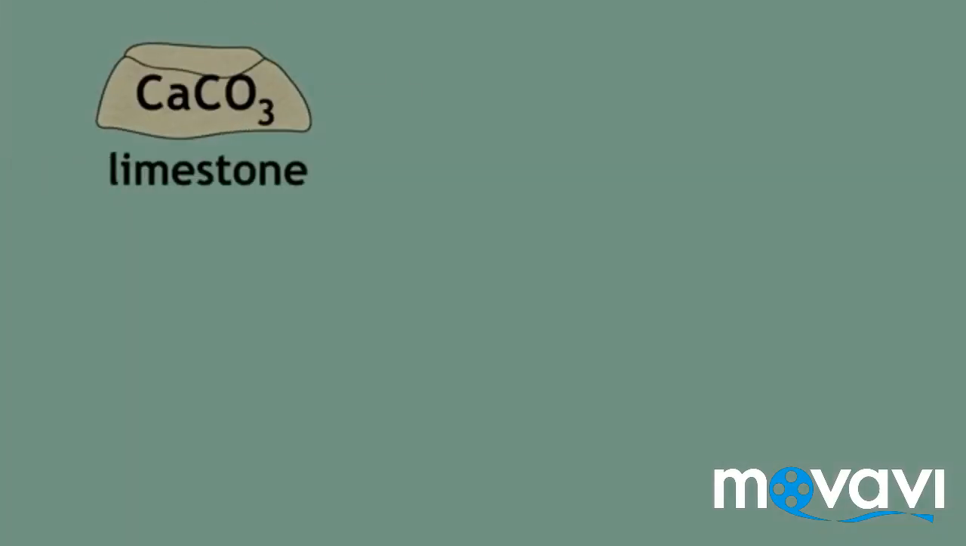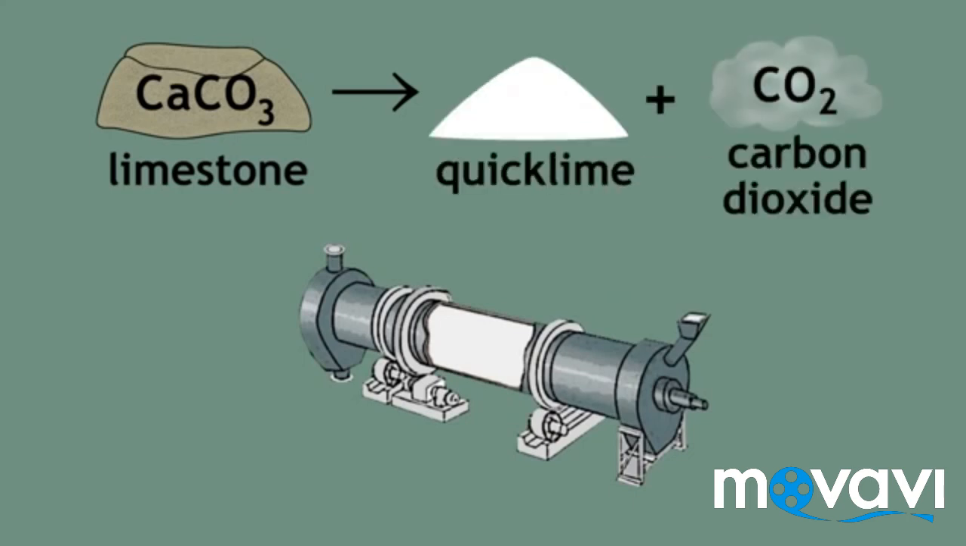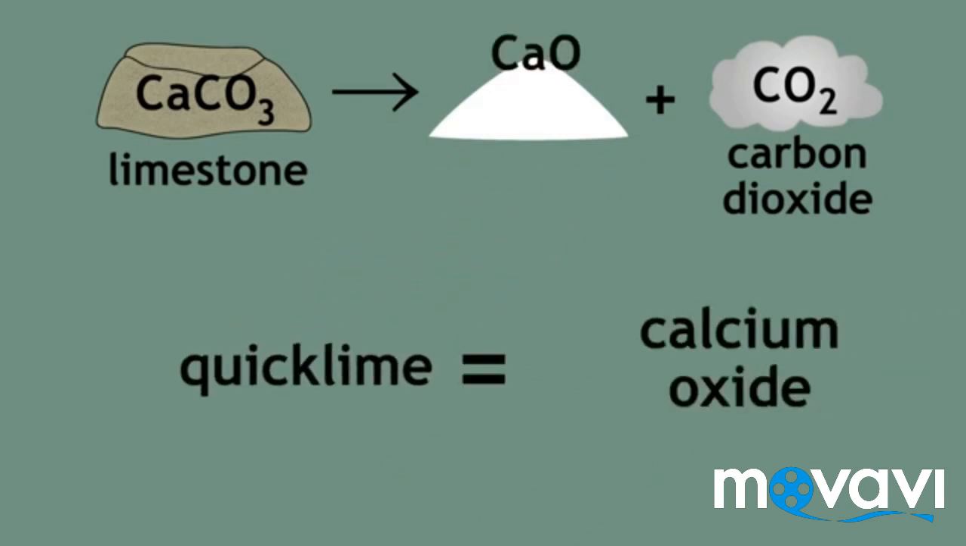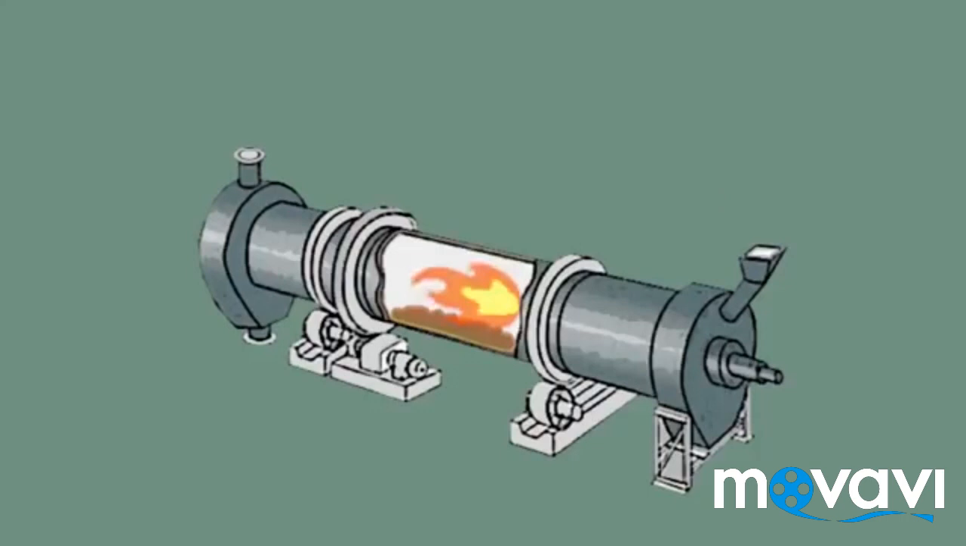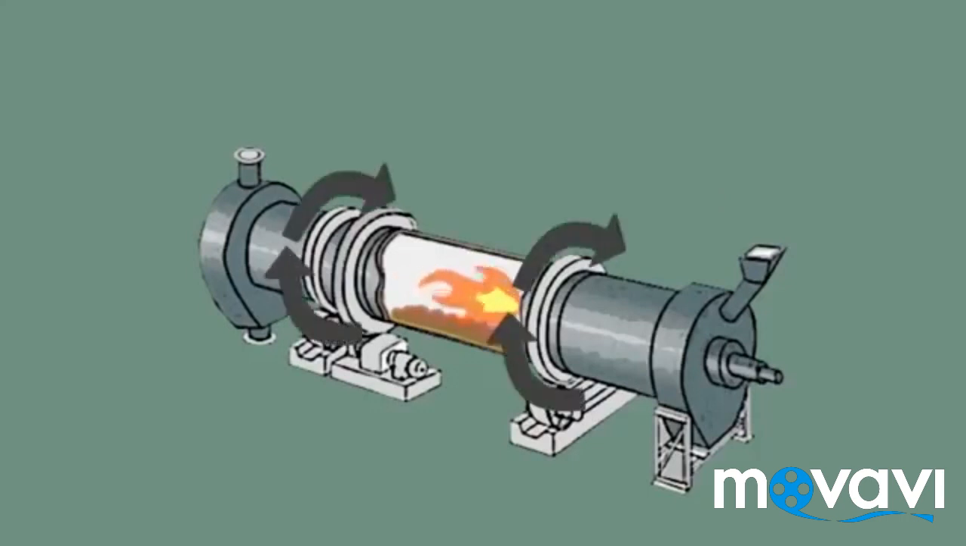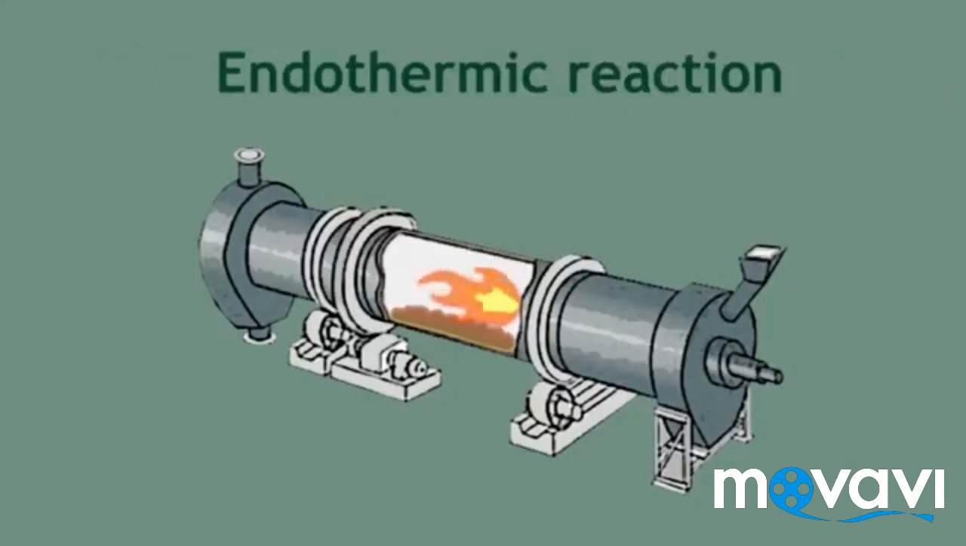Limestone can be thermally decomposed in a rotary kiln to give quicklime and carbon dioxide. The chemical name for quicklime is calcium oxide. A rotary kiln is a kiln that is able to rotate as the reaction proceeds. This helps to ensure complete thermal decomposition of the entire limestone sample. As this process requires heat, it is an endothermic reaction.